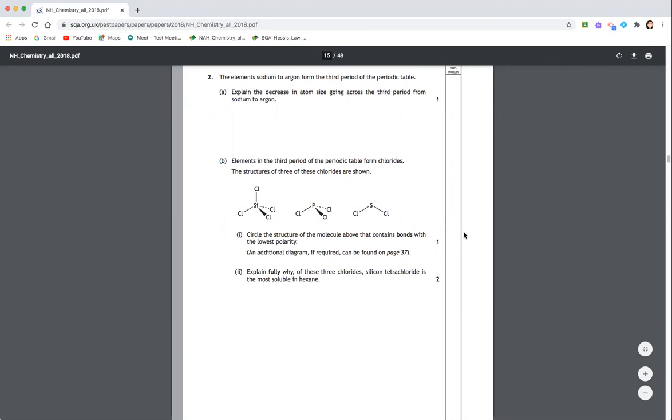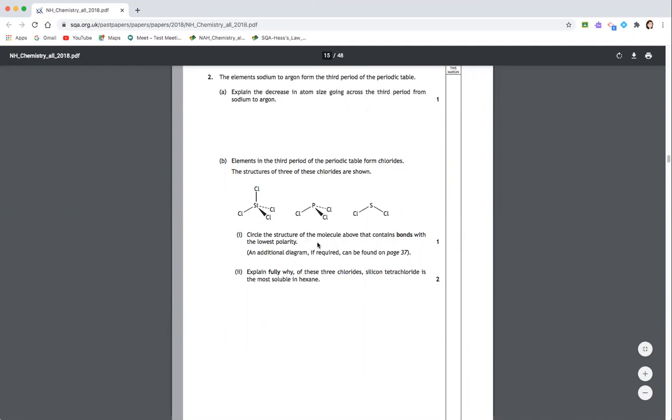As you go across a period, you're not adding any extra layers of electrons, so there's no increased shielding effect. However, you are adding a proton each time you move across the period, which means you're going to have a stronger nuclear charge in the middle of the atom, which is going to pull the outer electrons closer and make the atom smaller. Then B part 1, circle the structure of the molecule above that contains bonds with the lowest polarity.